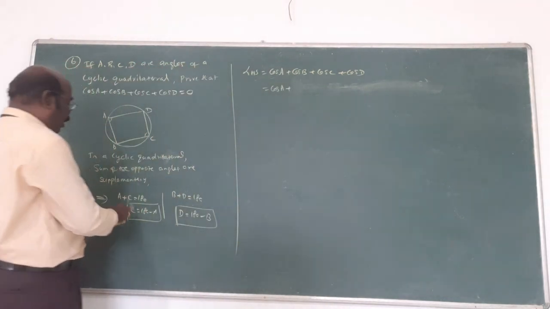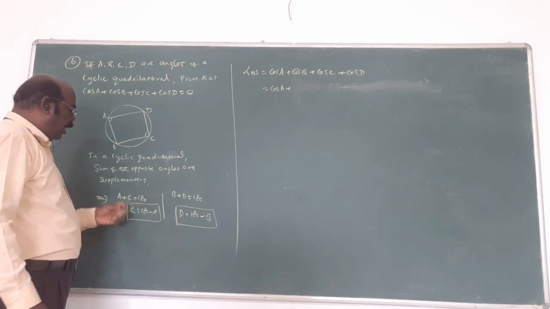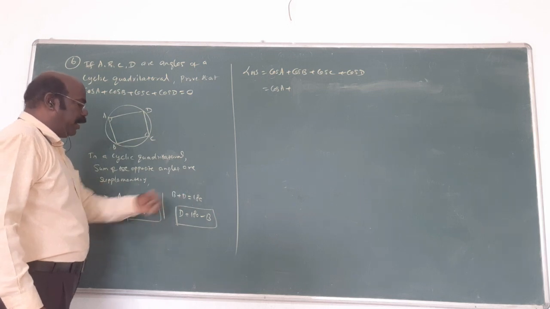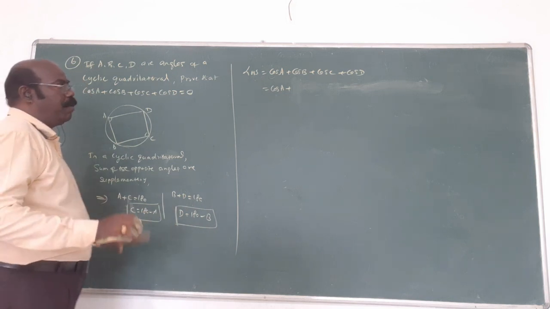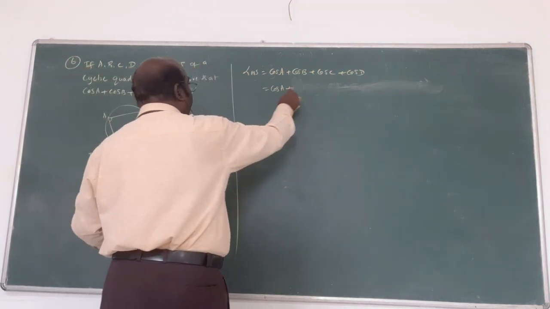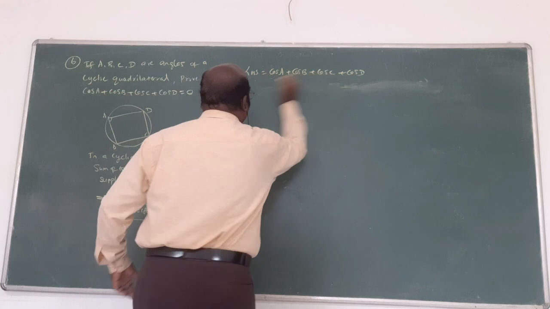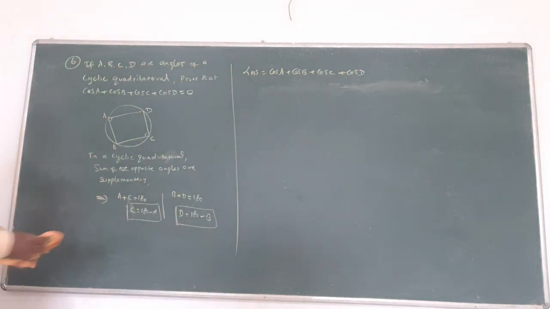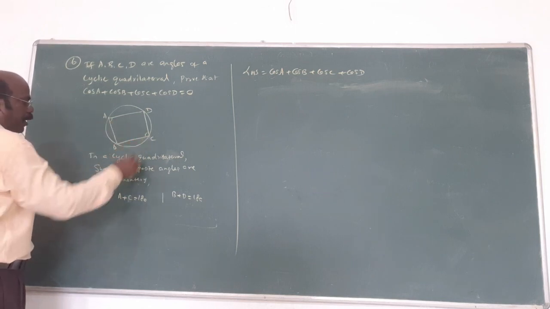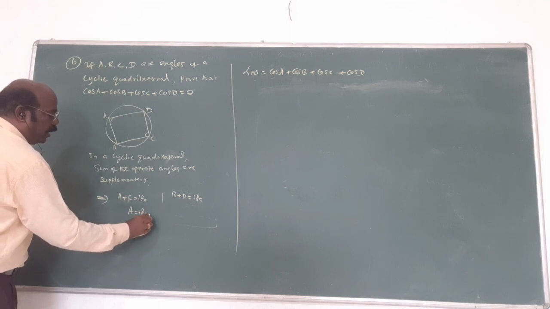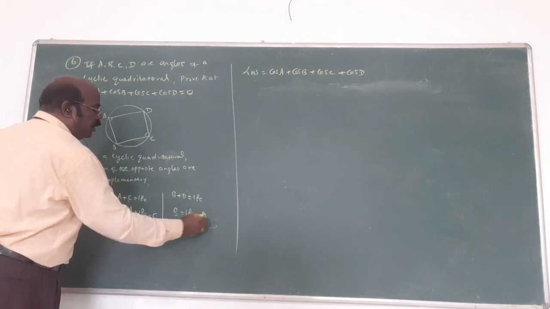Here also cos C, cos B. A plus C equals 180. You will find A equals 180 minus C, or C equals 180 minus A, both the same. If B plus D is 180, then D equals 180 minus B, or otherwise B equals 180 minus D. Whatever, it will be no problem. Or otherwise you can consider A and B alone. Very easy for you. The sum of the opposite angles is supplementary: A plus C equals 180, A equals 180 minus C, B plus D equals 180, B equals 180 minus D. This one is easy for you.